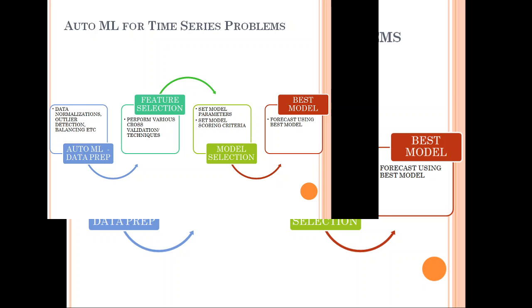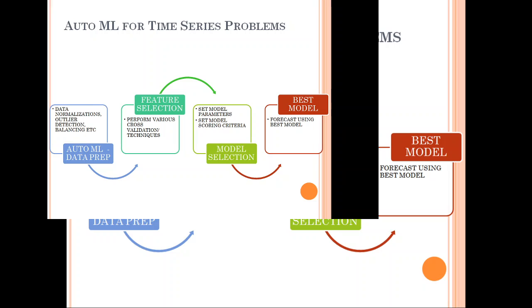If we broadly classify the AutoML, we can take a look at data preparation, feature engineering or feature selection, model selection, and then finally the forecasting using the best model. What happens inside the data preparation is a standard one like normalization, imputations of nulls, zeros, outlier detection, balancing the data, and so on and so forth. And then inside the feature selection, how the features are selected using cross validations or more techniques, my friend Al is going to speak about.